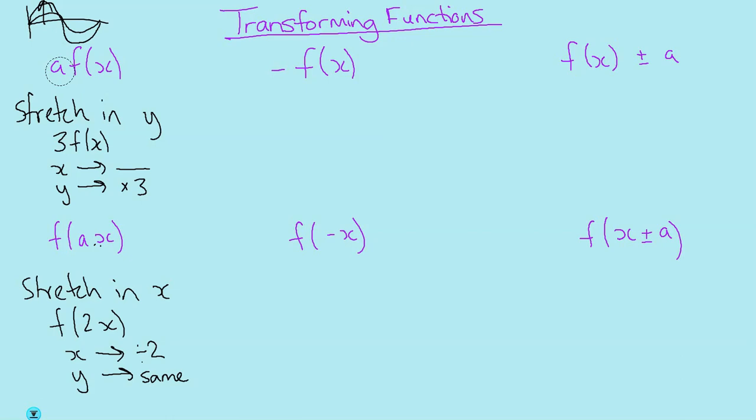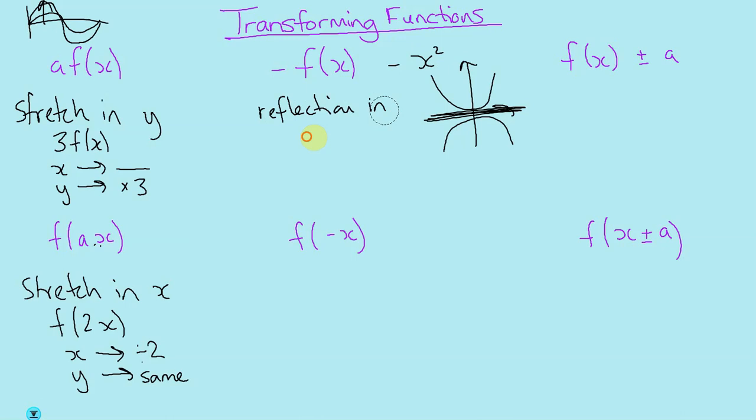With this one, I always think of x squared and what happens when you put a minus in front. Well, it goes from happy to sad. So if you think from happy to sad, it's a reflection in the x-axis. So this is a reflection in the x-axis. So this one must be a reflection in the y-axis.